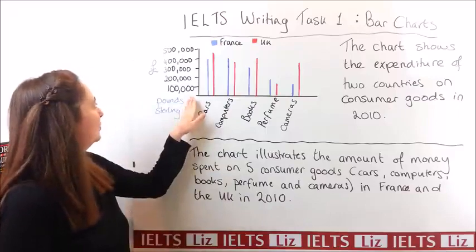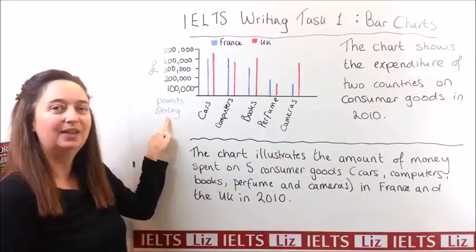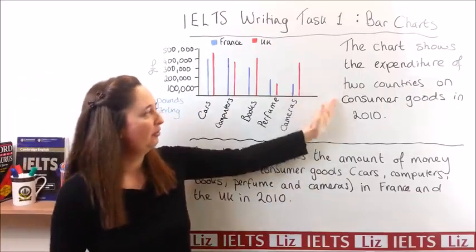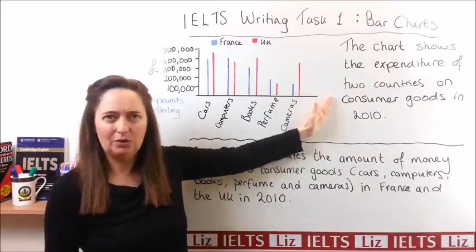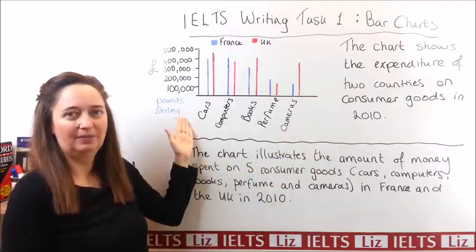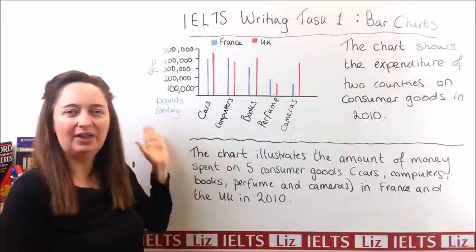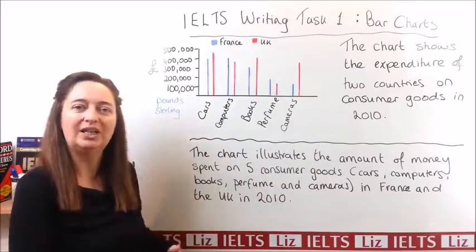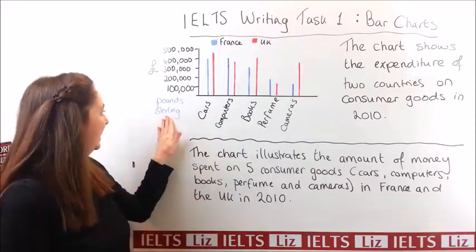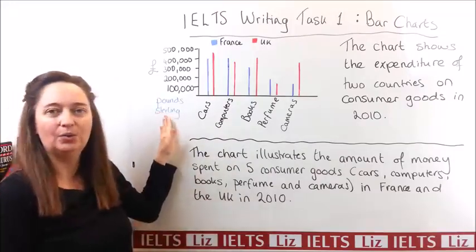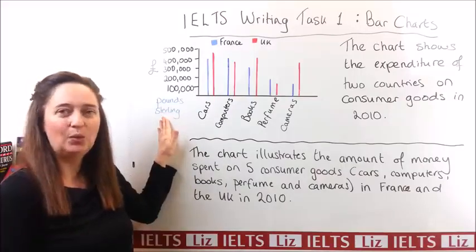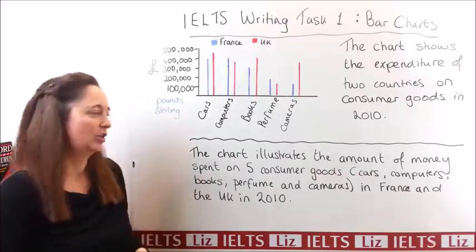You can see down the side here that we've got some extra information. So, of course, we want to paraphrase the information given by IELTS, but we also want to look at the chart to see if there is any other information that we want to introduce. And of course, here we've got that all money is measured in pounds sterling. So we need to write that in our introduction.